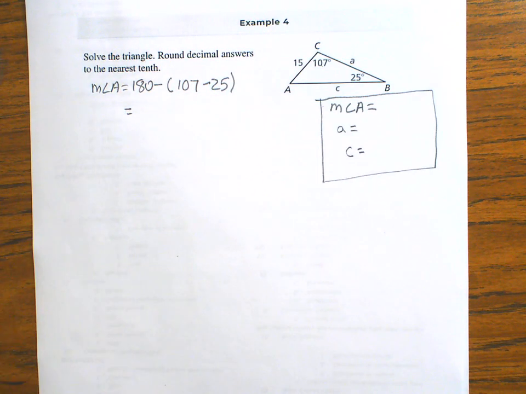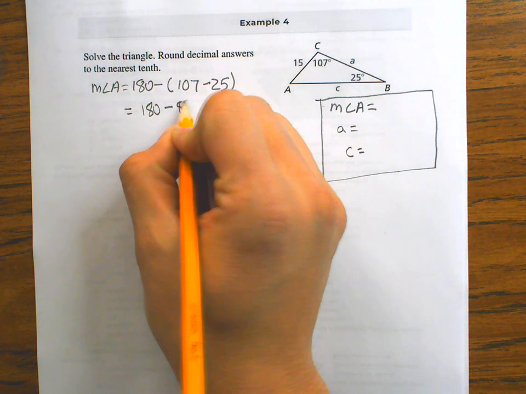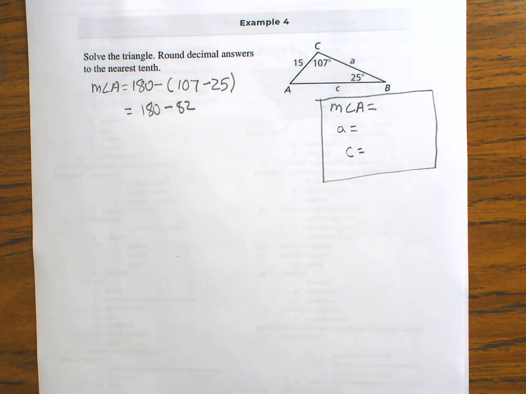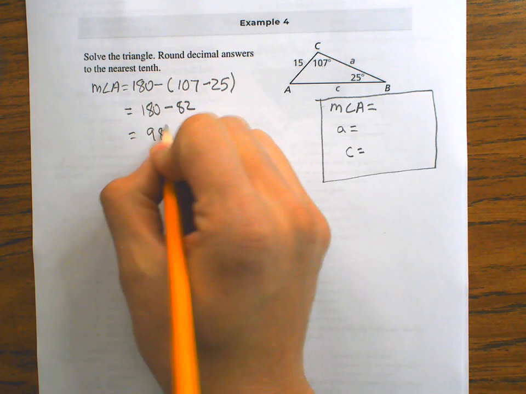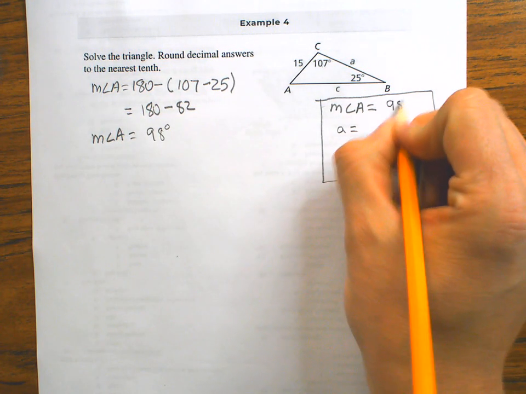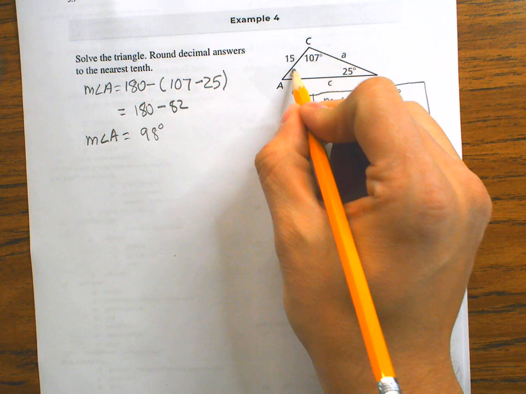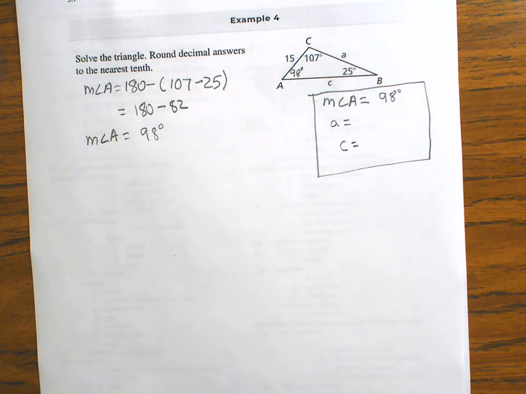All right, so 180. So excuse the noise. It is a school. All right, 107 minus 25 happens to be 82. So 180 minus 82, and you'll probably hear the late bell right now. So then that's going to be 98 degrees. So the measure of angle A is 98 degrees. And that's my phone. All right, so that is going to be 98 degrees. So that's easy.